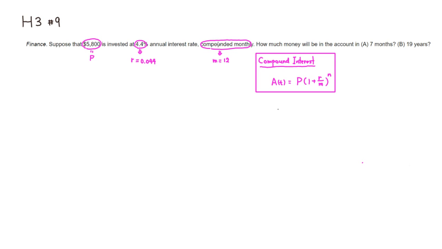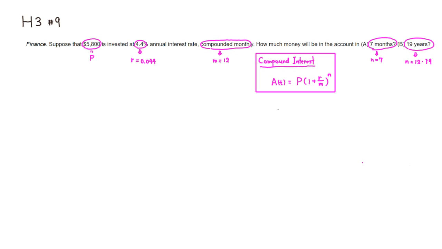Then we want to know the future value after 7 months and 19 years. So for 7 months, since it's monthly, it's going to compound 7 times total. So the number of compounding periods is going to be 7. For B, 19 years, you have 12 times per year, then you multiply by 19 years, so 12 times 19. All right, so let's do that.